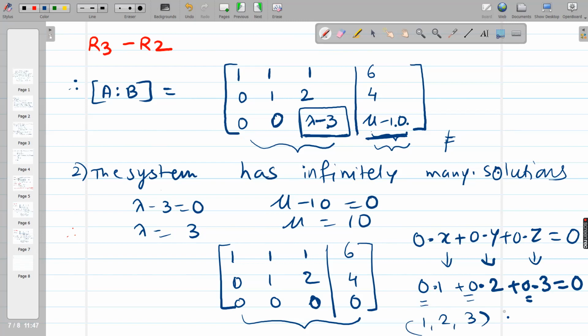Similarly, if I put x equal to minus 1, y equal to minus 3, z equal to minus 7, I'm going to get LHS equal to RHS. Therefore, when the entire last row becomes 0, we get infinitely many solutions, and lambda minus 3 will be 0 when lambda is equal to 3 and mu is equal to 10. Only for these two values from the real line, the system will give me infinitely many solutions.